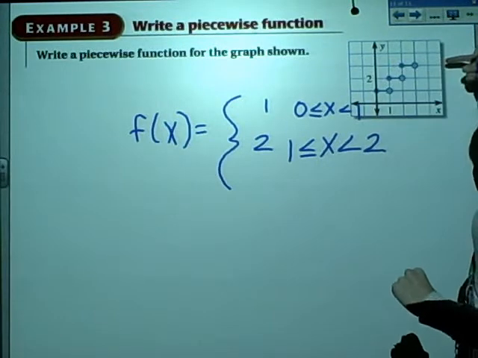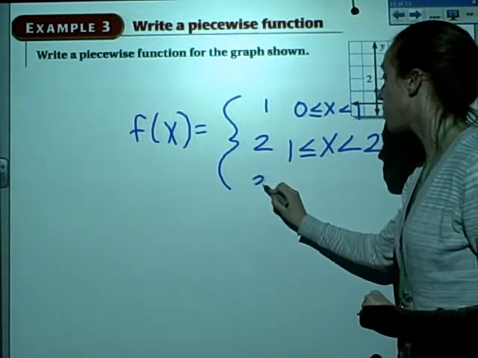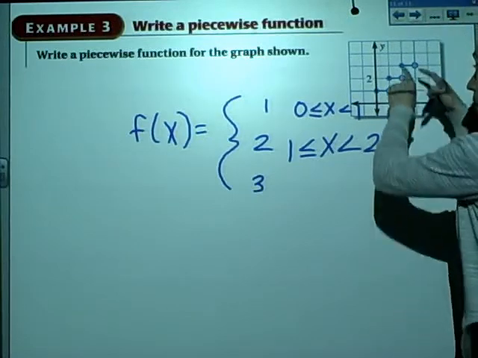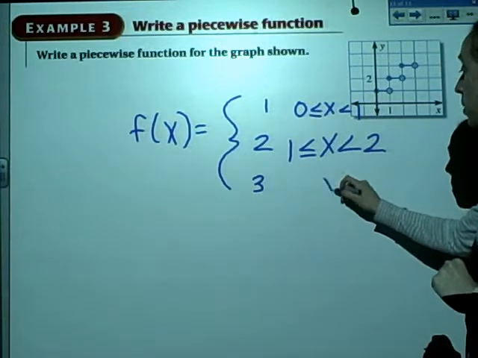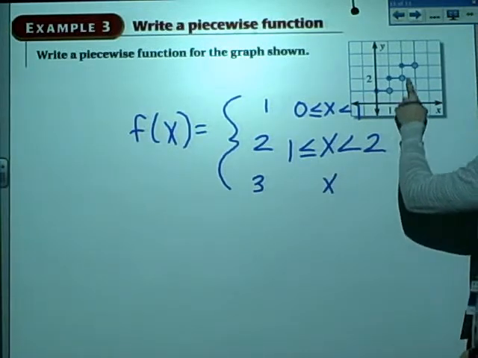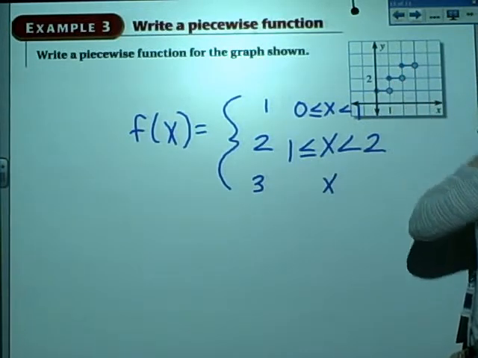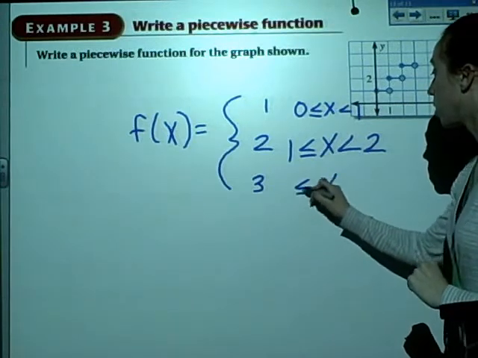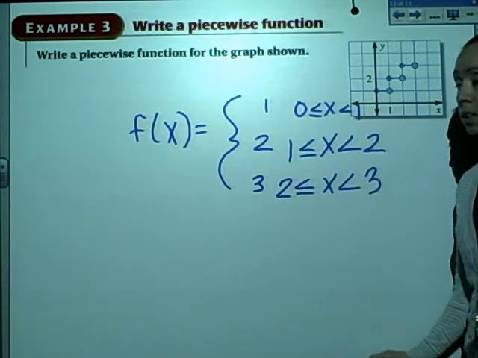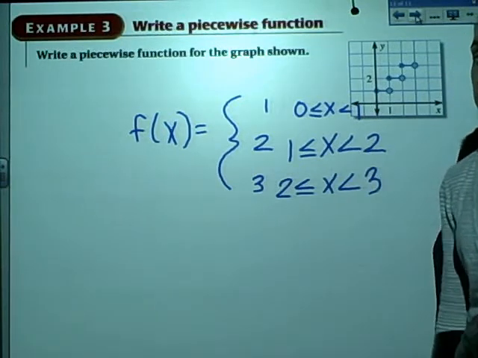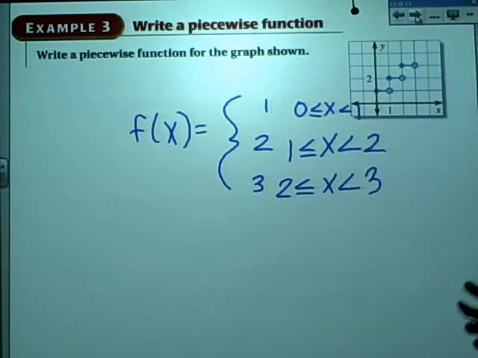Here at y equals 3 is another function. We're imagining it's just a line. We're not seeing the dots when we see that. Now we're going to be specific with x. X is bigger than or equal to 2, but less than 3.